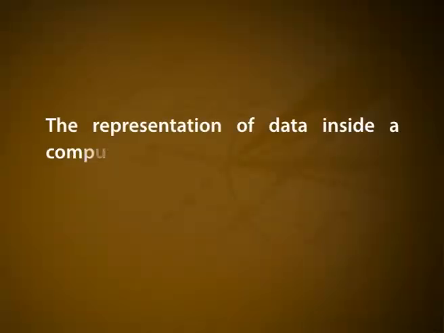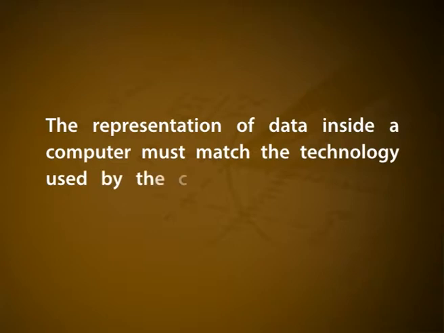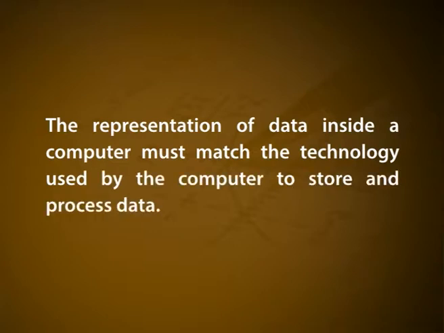Computer data storage, often called storage or memory, refers to computer components, devices and recording media that retain digital data used for computing for some interval of time. There are basically two types of data which a computer can handle: characters and numbers. The characters and numbers fed to a computer and the output from the computer must be in a human readable form. These constitute the external data representation, but the representation of data inside a computer must match the technology used by the computer to store and process data.